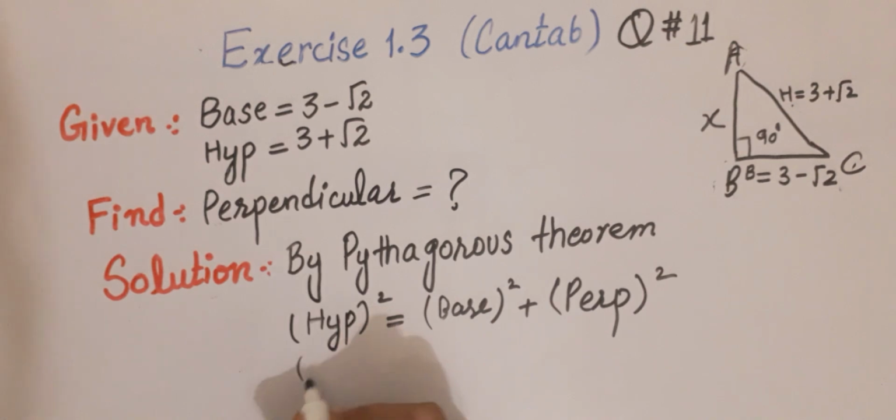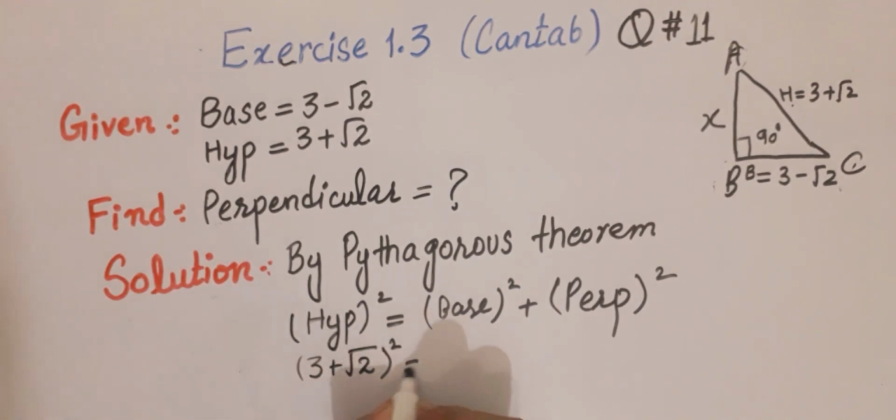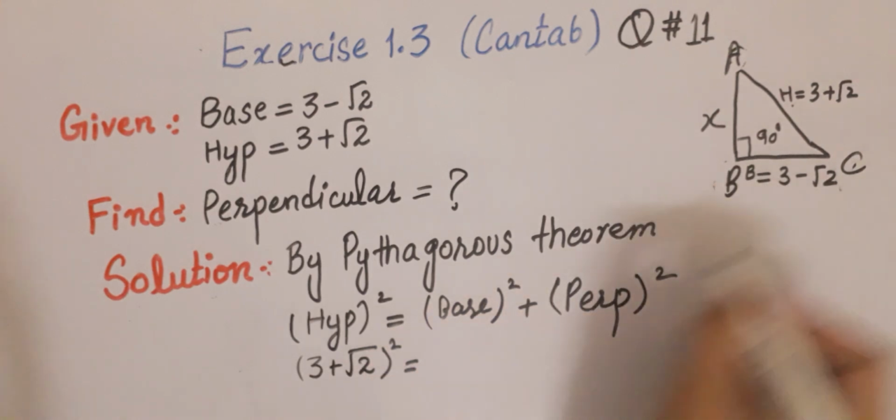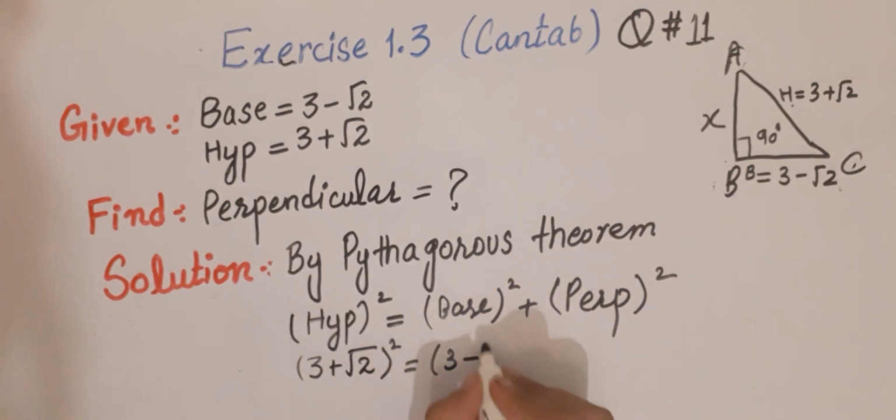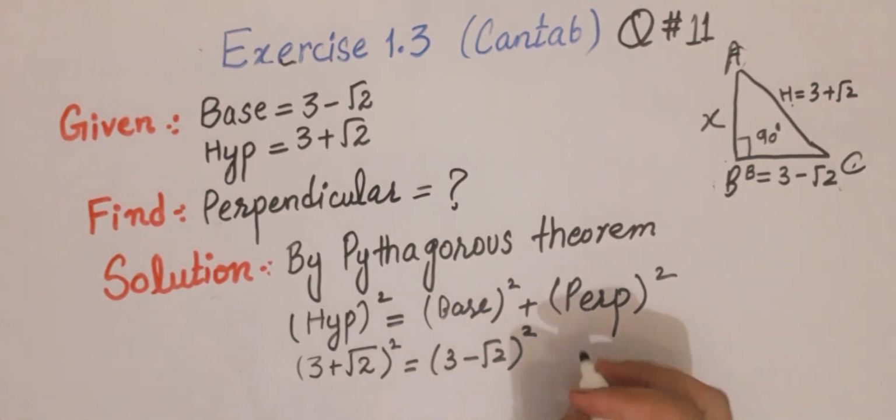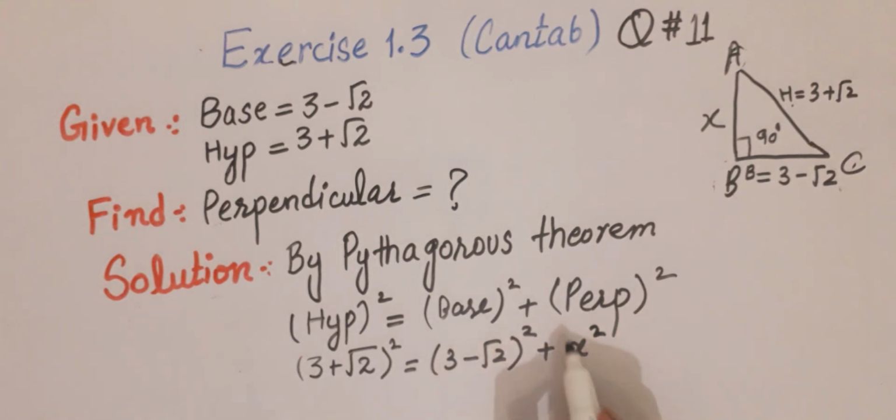That is 3 plus square root of 2 whole square, and base is 3 minus square root of 2 whole square, and perpendicular we have supposed x. So x square. We have to find out the value of x. Here 3 minus square root of 2 whole square is added, so we will subtract this.